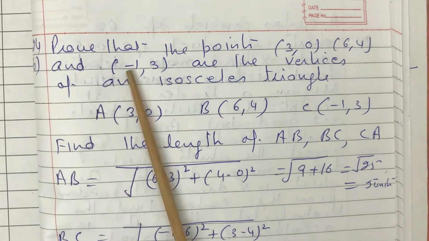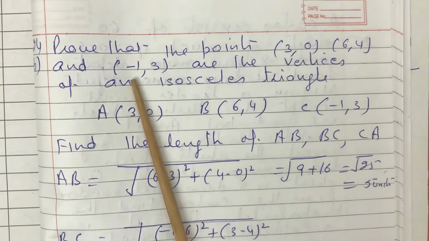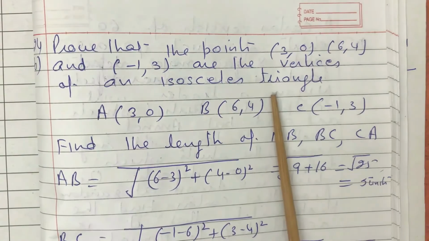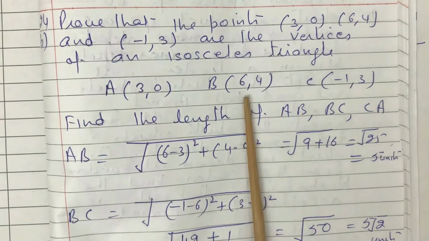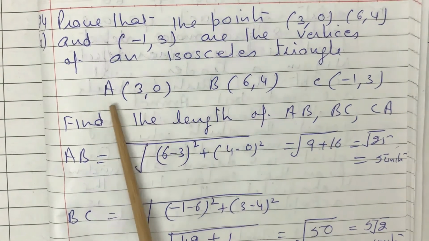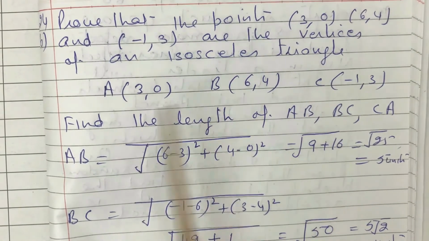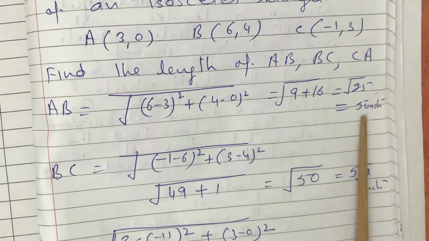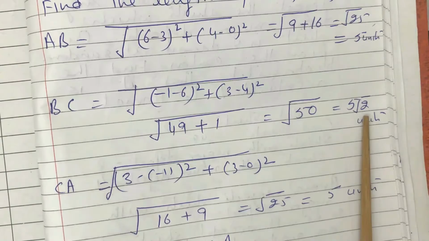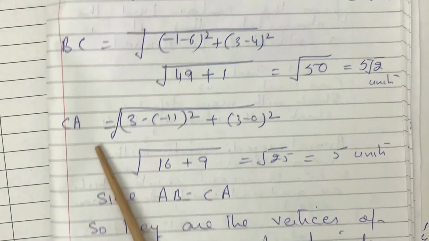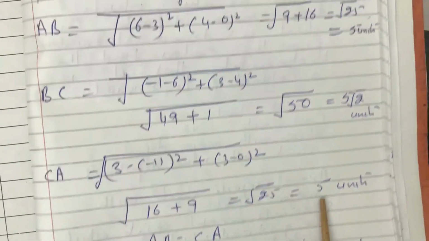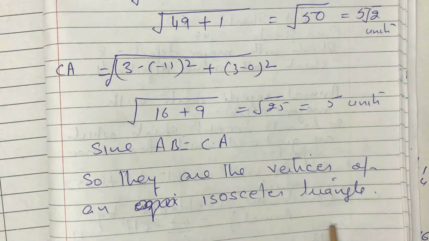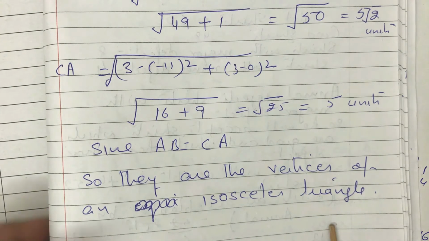24th question B part. Prove that the points this and this are the vertices of an isosceles triangle. So these are the vertices of a triangle. You have to find the lengths of AB, BC and AC. Now AB will come out to be 5 units, BC will come out to be 5 root 2 units, and CA will come out to be 5 units. Length of two sides is equal. So we have proved that they are the vertices of an isosceles triangle.